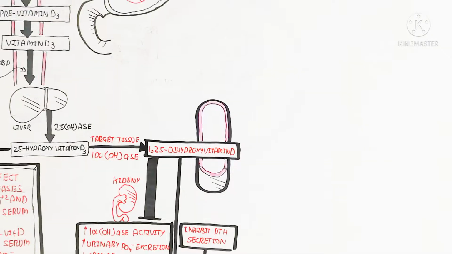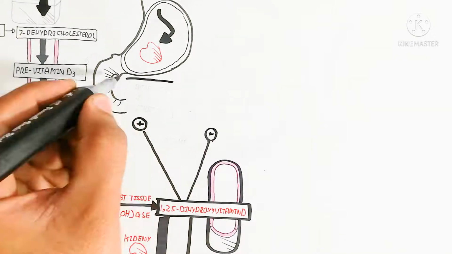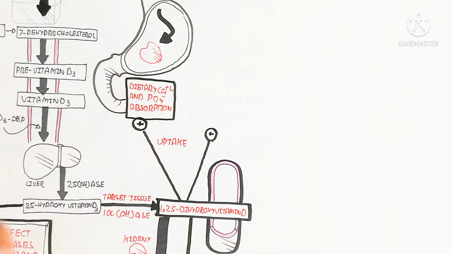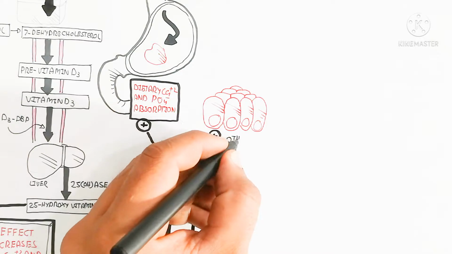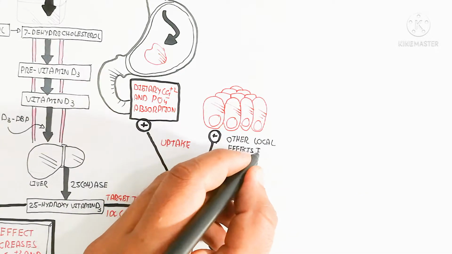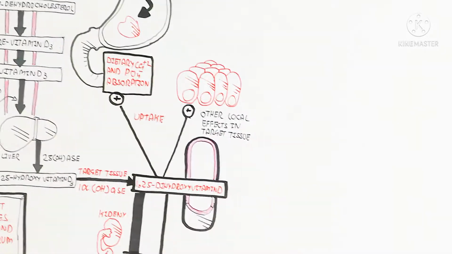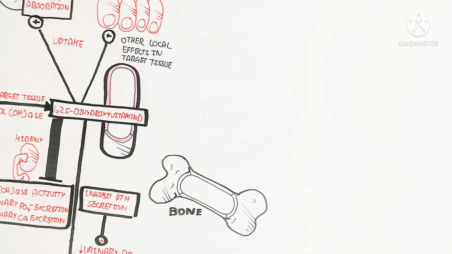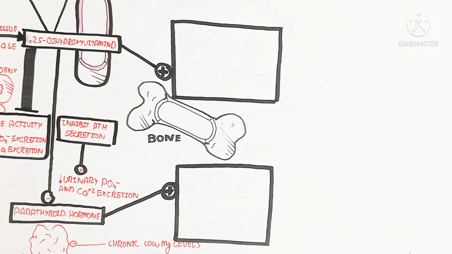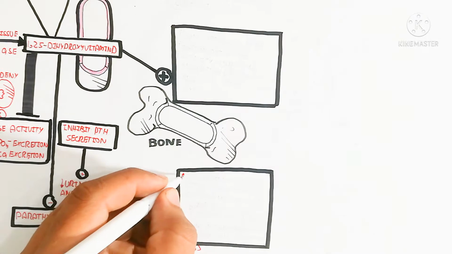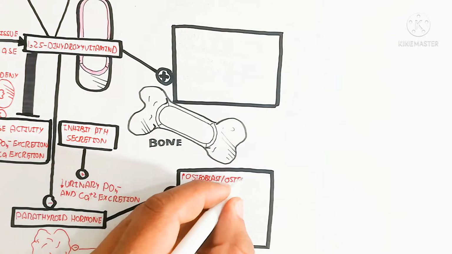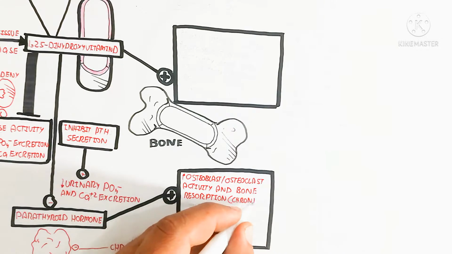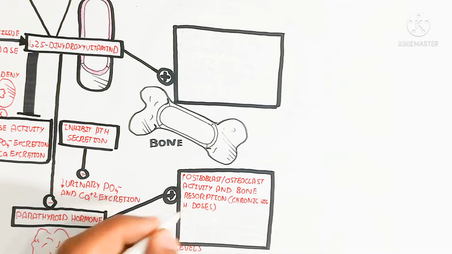Chronic low magnesium level also inhibits the parathyroid gland. Here you can see 1,25-dihydroxy vitamin D promotes uptake of dietary calcium and phosphate, and here is another local effect in target tissue, which also increases due to 1,25-dihydroxy vitamin D, used for absorption of calcium and phosphate. So remember, vitamin D is used for the absorption of calcium and phosphate, and vitamin D absorbed from the digestive system also increases calcium and phosphate uptake.